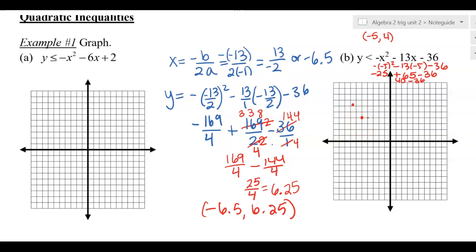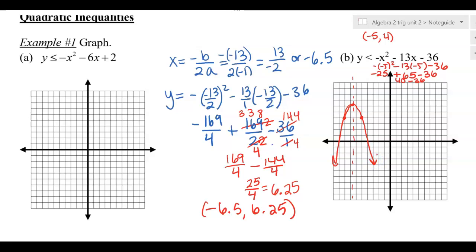And now I can mirror that point on the other side of the axis of symmetry. So remember, your axis of symmetry is here at negative 6.5. So you have this point at positive 4. It's 1.5 units away from the axis of symmetry. Go 1.5 units on the other side. You have another point, and that's pretty good to give us a picture of our parabola.